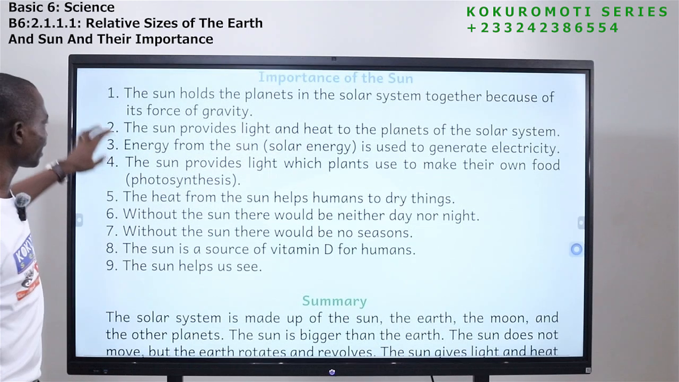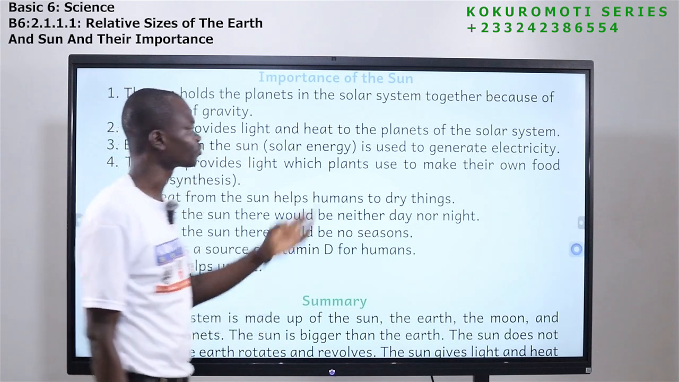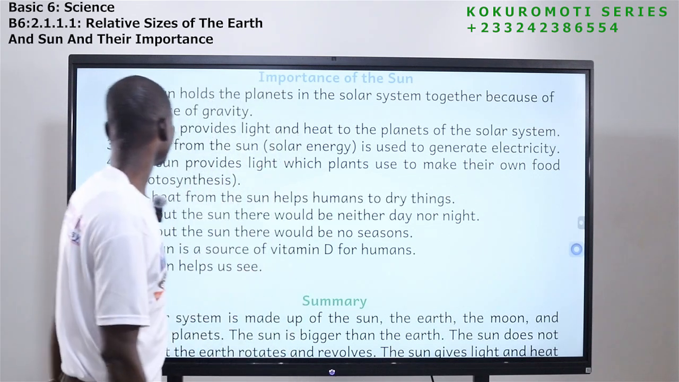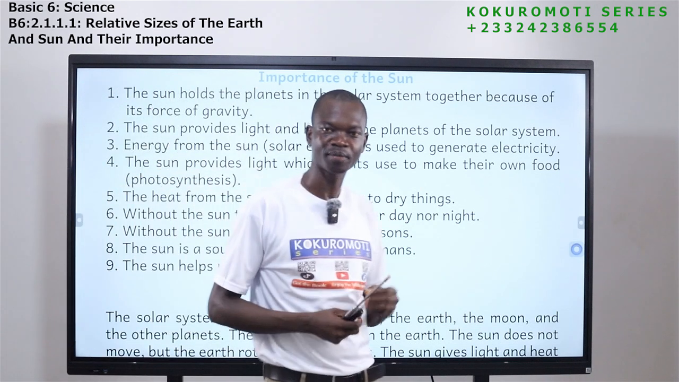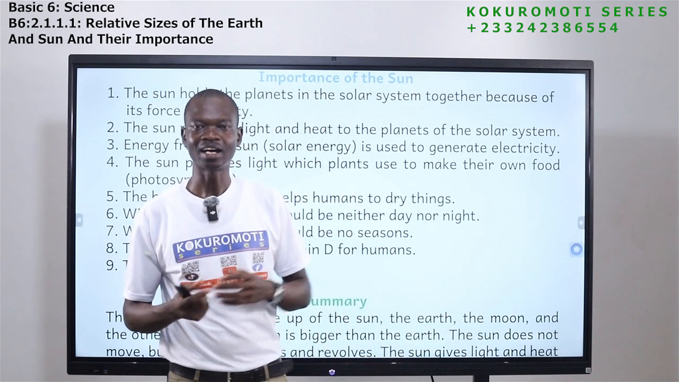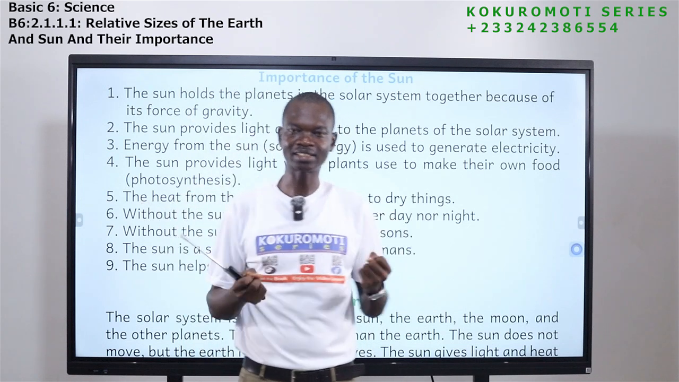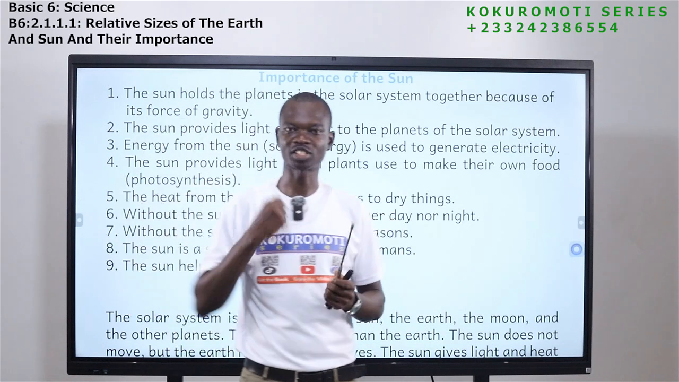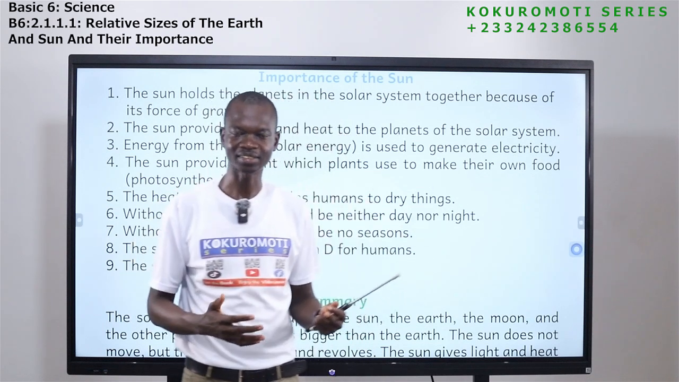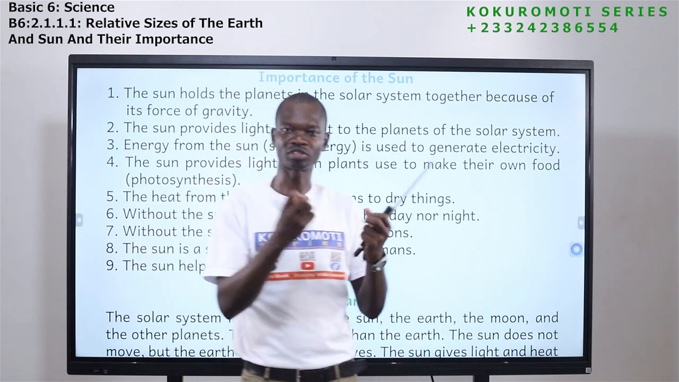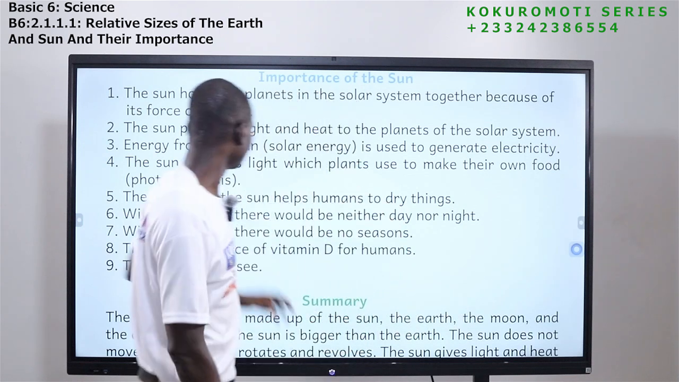Okay. The next one is the energy from the sun, which is solar energy. Anytime you hear about solar energy, we are talking about energy from the sun. It's used to generate electricity. So, the energy from the sun, we have these solar panels. The panels are put in places where they can absorb the heat from the sun. So the heat from the sun will charge them, and this energy is converted to produce light. They are able to trap the heat from the sun and use it to do so many things. That is solar energy.